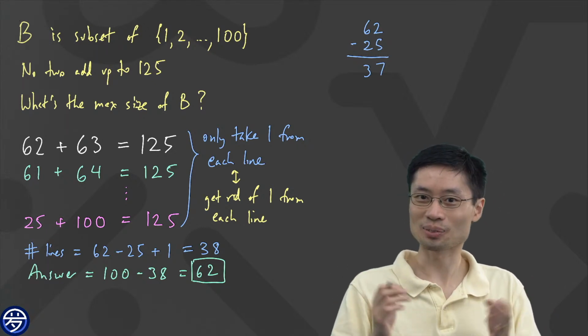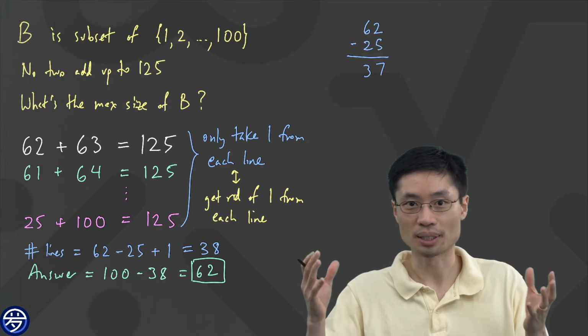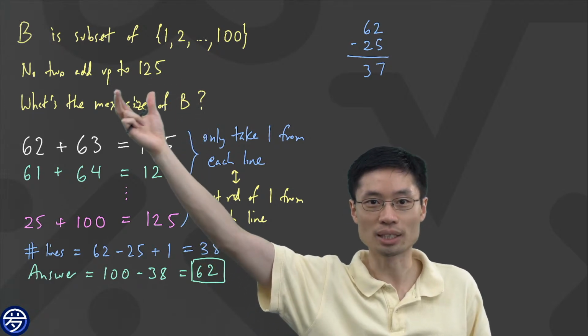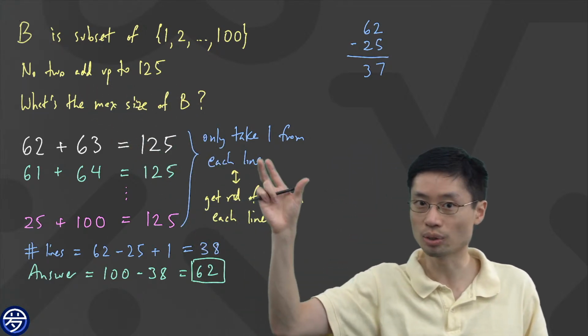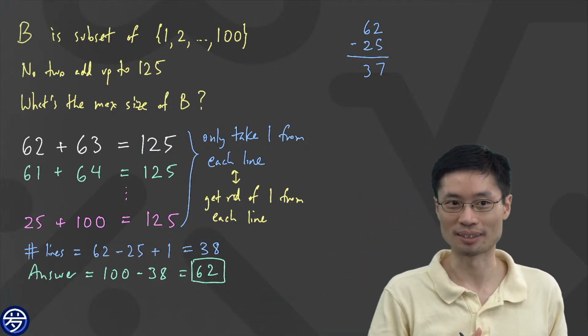Okay, so that's this question. That was a nice question. At first I wasn't sure if it would be crazy, because actually you can do all kinds of weird things here with subsets. But it turns out when you focus on saying no two add up to something, then you can just pair them up, and you can only take one of each one.